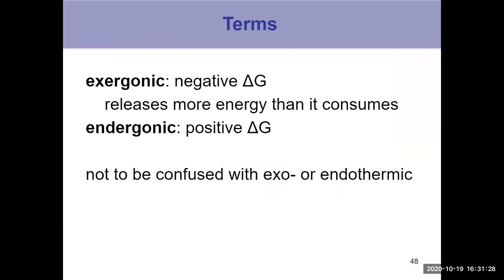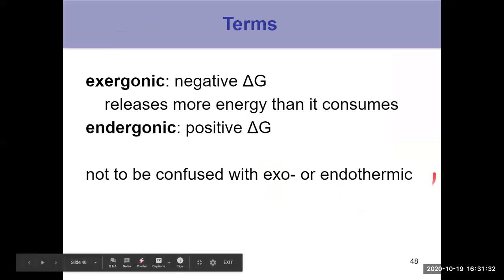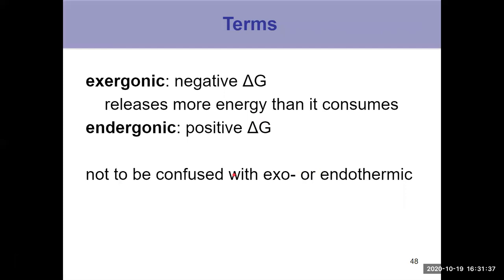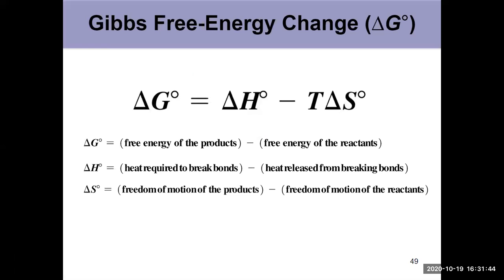Make sure not to confuse them with exothermic or endothermic. Those 2 terms on the bottom here correspond with enthalpy, delta H. These are for delta G. And where do we relate Gibbs free energy to enthalpy? You should remember this equation from general chemistry as well. Delta G equals delta H minus T delta S, where we have Gibbs free energy, enthalpy, heat of the reaction, and entropy, freedom of motion, as well as the Kelvin temperature again.